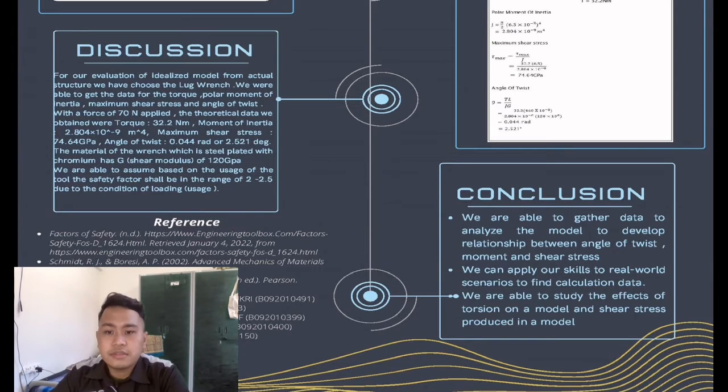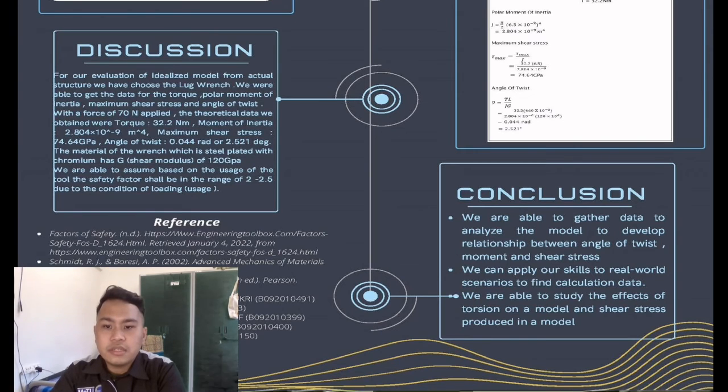I will present my part, which is the discussion and conclusion. For the discussion, in our evaluation of an idealized model from an actual structure, we have chosen the lug wrench. We were able to get the data for the torque, polar moment of inertia, maximum shear stress, and angle of twist. With a force of 70 Newton applied, the theoretical data we have obtained: torque is 32.2 Newton meter.